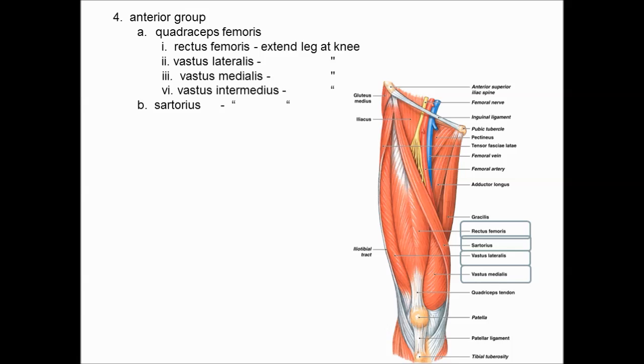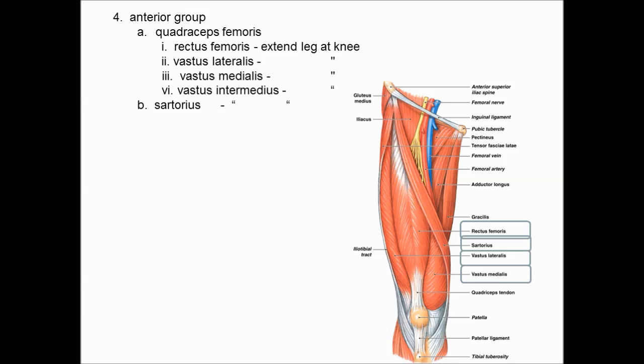So rectus femoris is in the center, with vastus lateralis and vastus medialis. And it's a quadriceps, so you know that there has to be four. It turns out underneath these three, if you cut away the rectus femoris, you'll see another one called the vastus intermedius. So there are four very large muscles that extend the leg at the knee. Again, this would aid in running and standing and so forth to extend the leg.